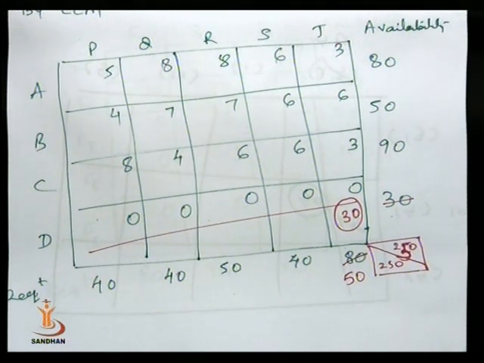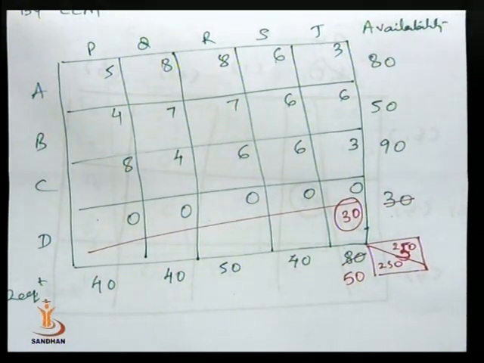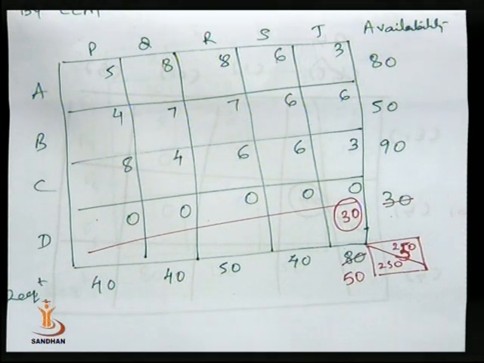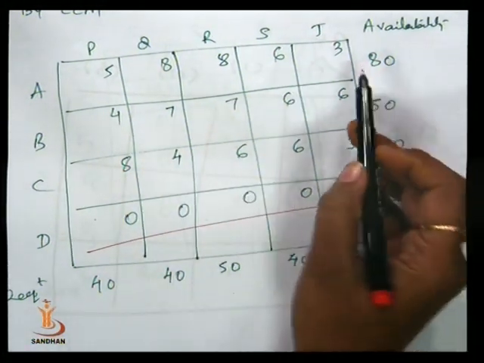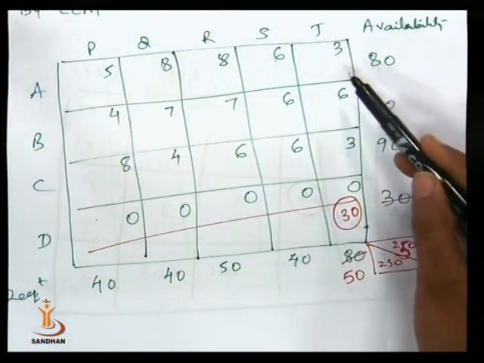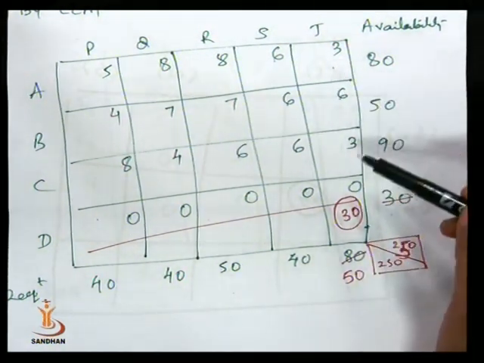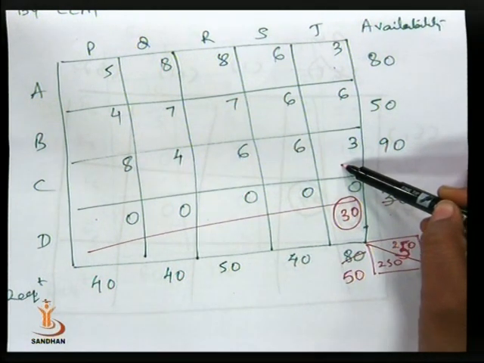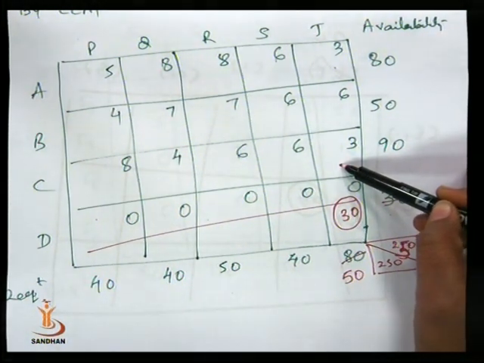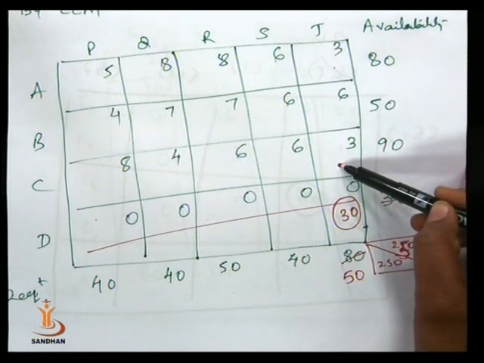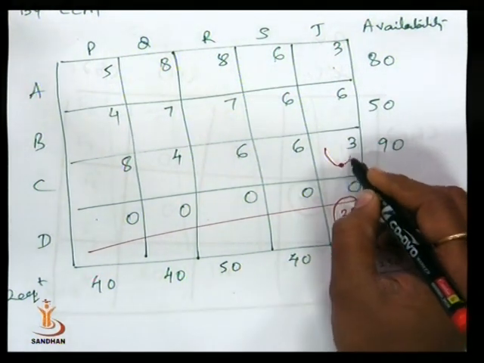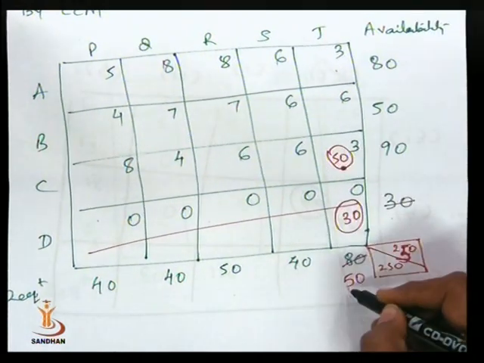Now the reduced matrix is of size 3 by 5. Again we observe the smallest TP charge is 3 in 2 positions. In the first position we can allocate 50 units. Simultaneously in the third position we can allocate 50 units. But the i plus j rule says that we have to select the highest cell. So in this cell we allocate 50 units.